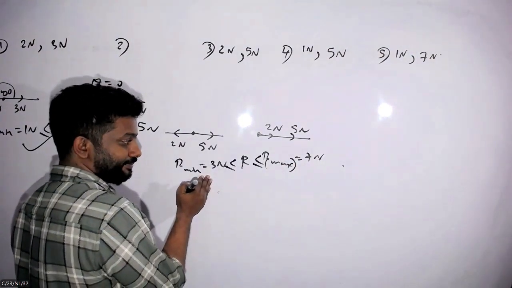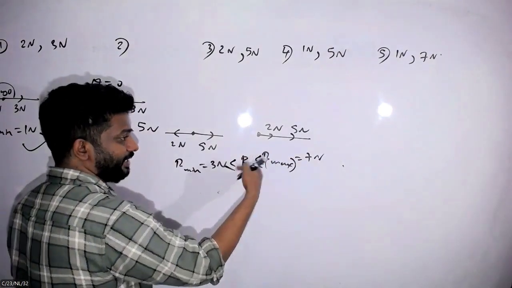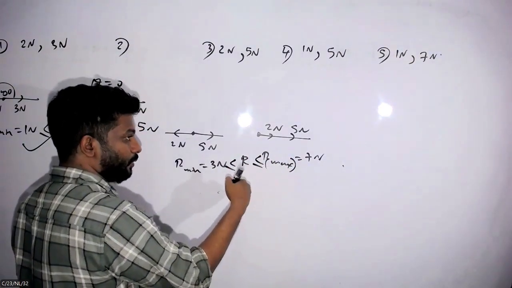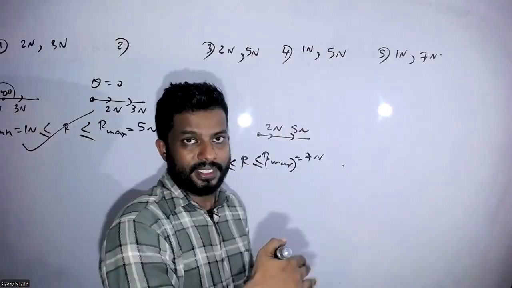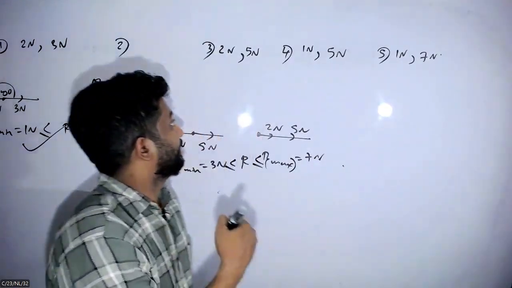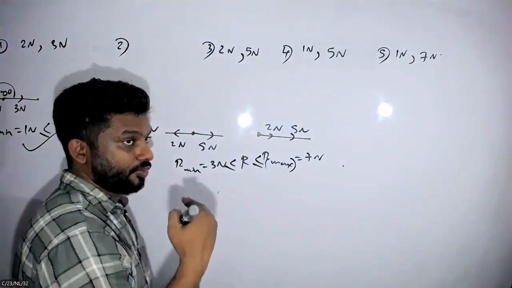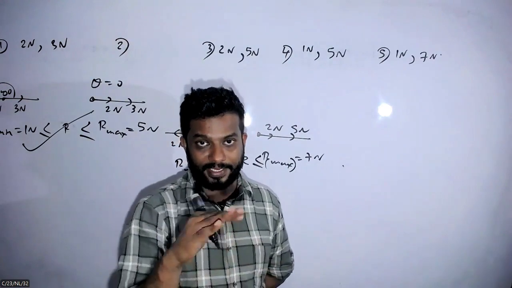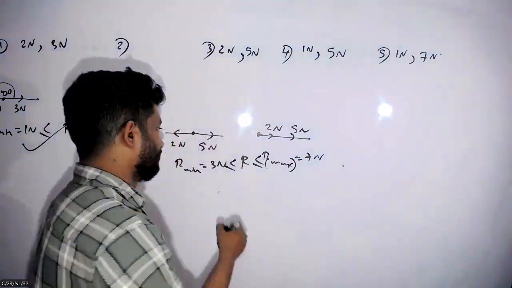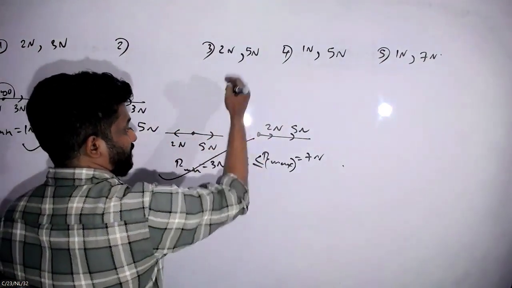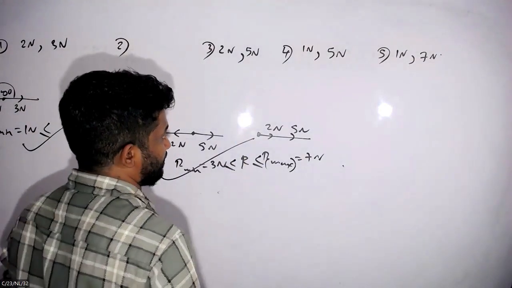Between 7 and 3. So, children, these two can produce a resultant of 4 Newton, but you should remember the angle between the two vectors, 2 Newton and 5 Newton, should be set accordingly, right? The angle needs to be set, right? These two forces can produce a 4 Newton resultant, right?